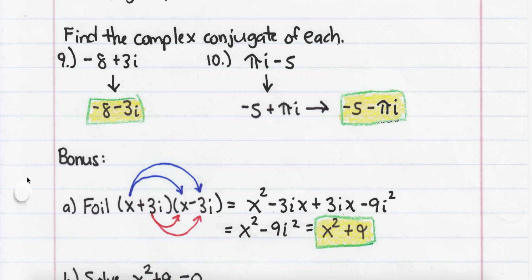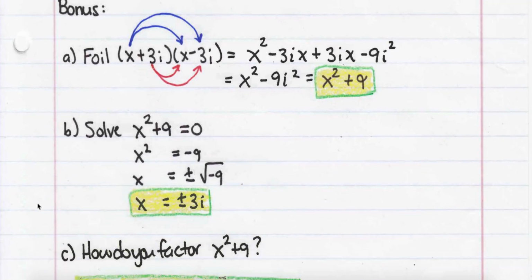Find the complex conjugate of each. In order to do this, you simply locate the imaginary part and you change its sign. So the complex conjugate of -8 plus 3i is -8 minus 3i. In number 10, I rearranged them first. So I wrote pi i minus 5 as negative 5 plus pi i. Since pi i is the imaginary part, this becomes negative 5 minus pi i.